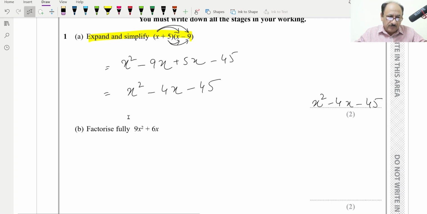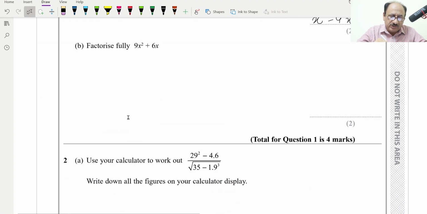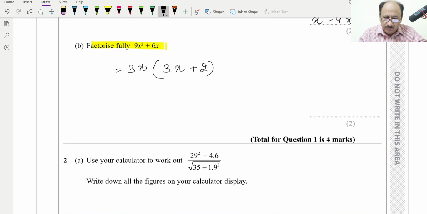This is done. Now B part, factorize fully. To factorize this one, we have to take the maximum common factor, and the maximum we can take common is 3x. So inside will be 3x plus 2, and this will be our final answer. This is a 2-mark question, so it's only one step, very simple question.